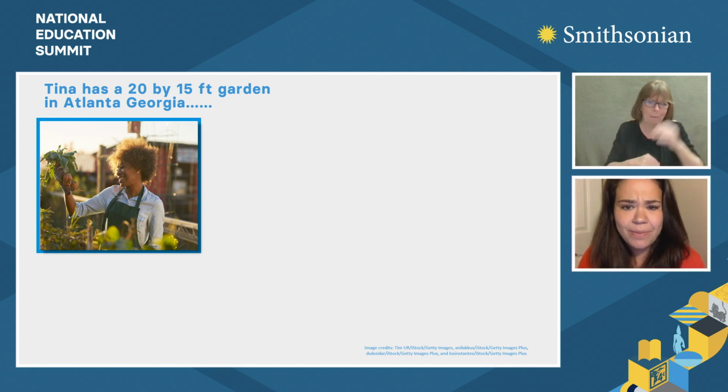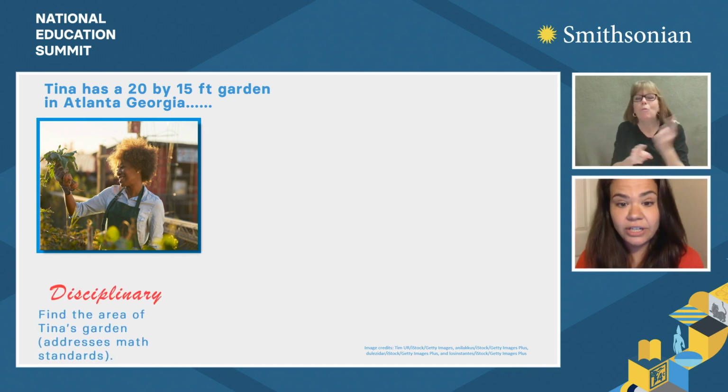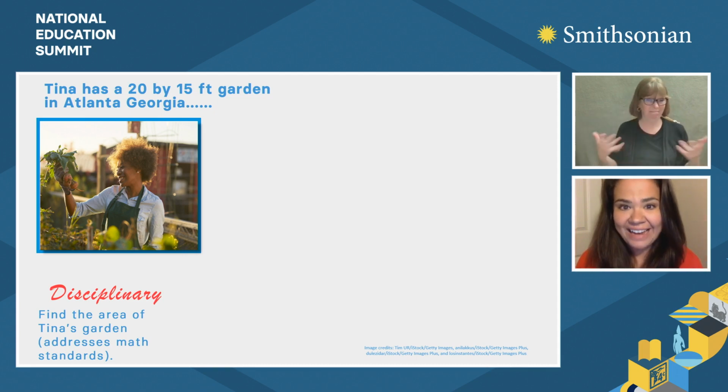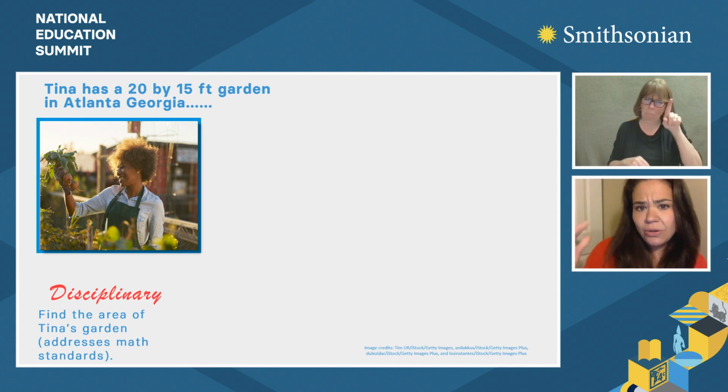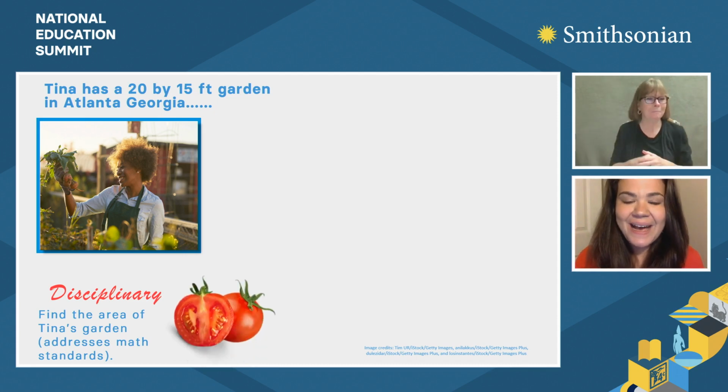Tina has a 20 by 15 foot garden in Atlanta, Georgia. You could go the disciplinary route and just find the area of her garden. That would take 2 seconds. The kids would multiply it together, they would move on. It wouldn't really impact their lives or create any questions or engagement in the process.